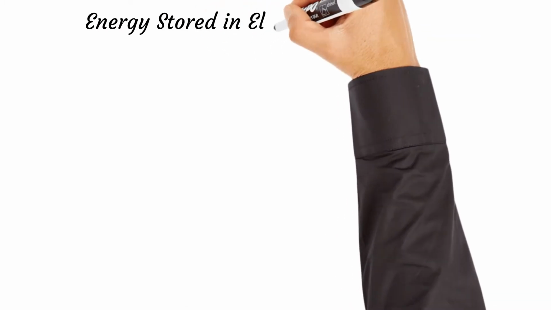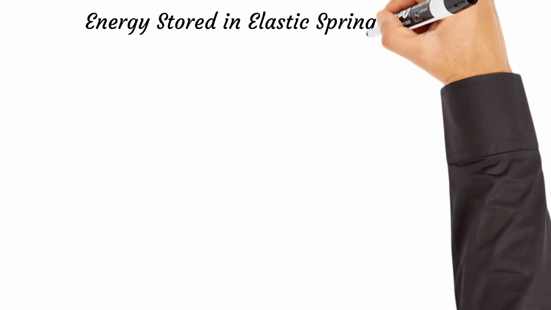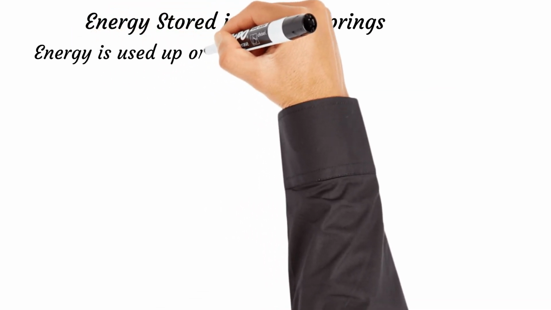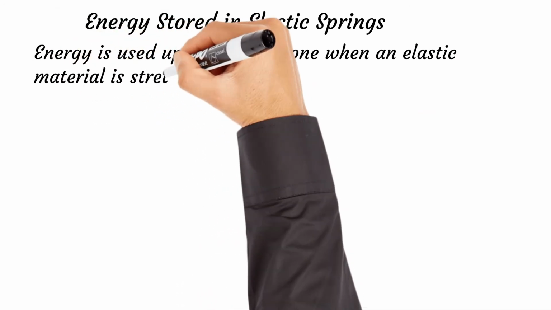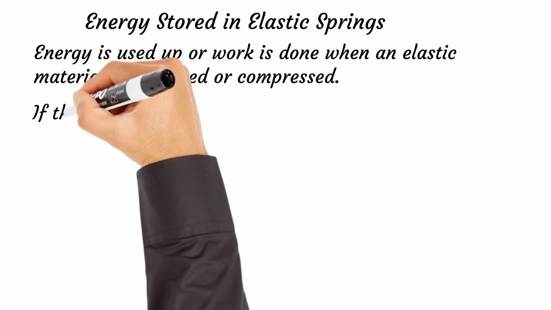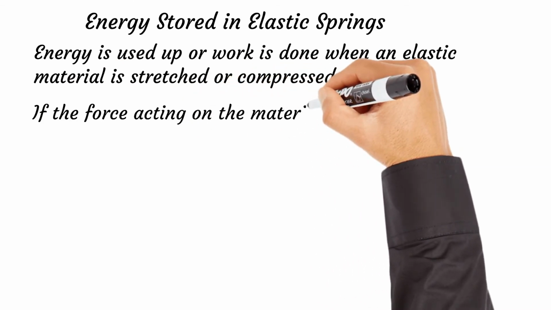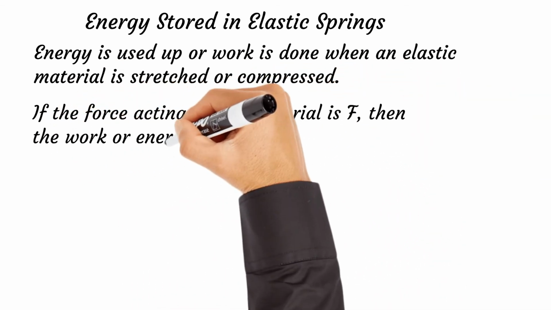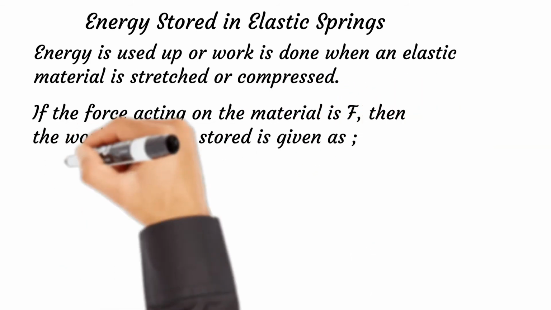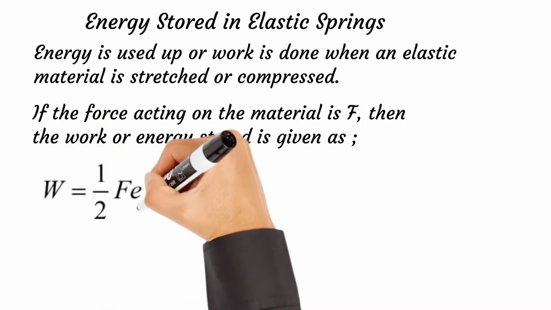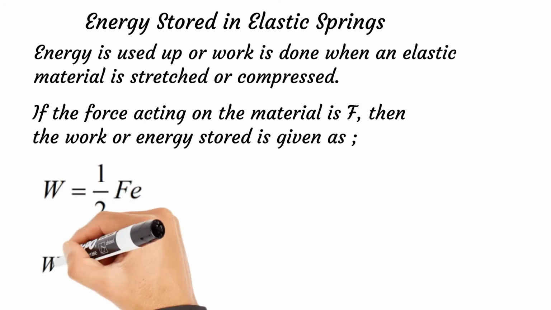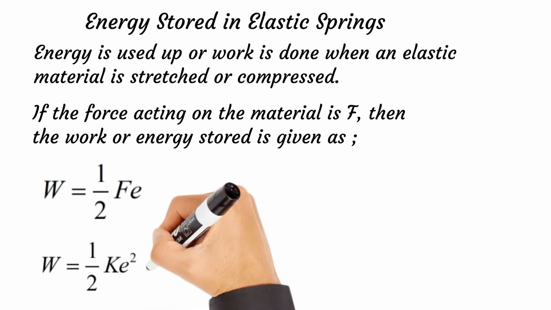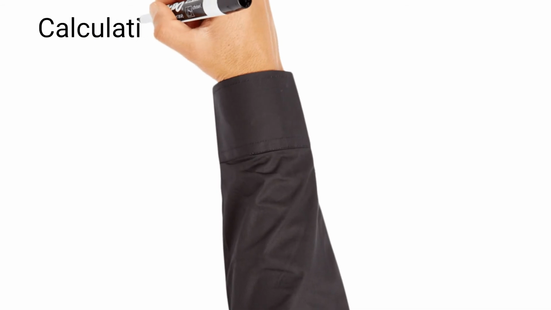Energy stored in an elastic spring or material. The energy used up, or work done, when an elastic material is stretched or compressed is given below. The force acting on the material is F. Then the work done is given as W equals half Fe, force times extension, or we can also say W equals half Ke squared. Any of the formulas can go. Let's look at some calculations.